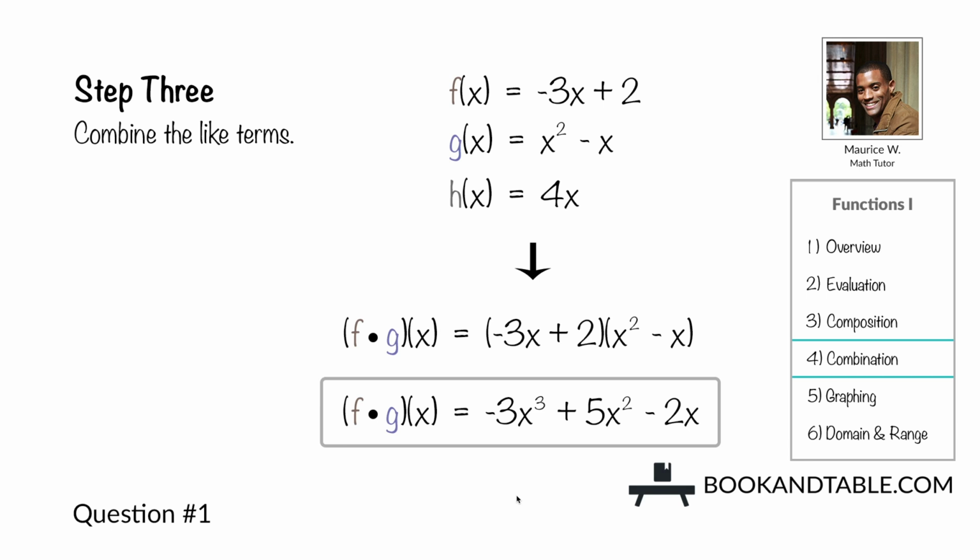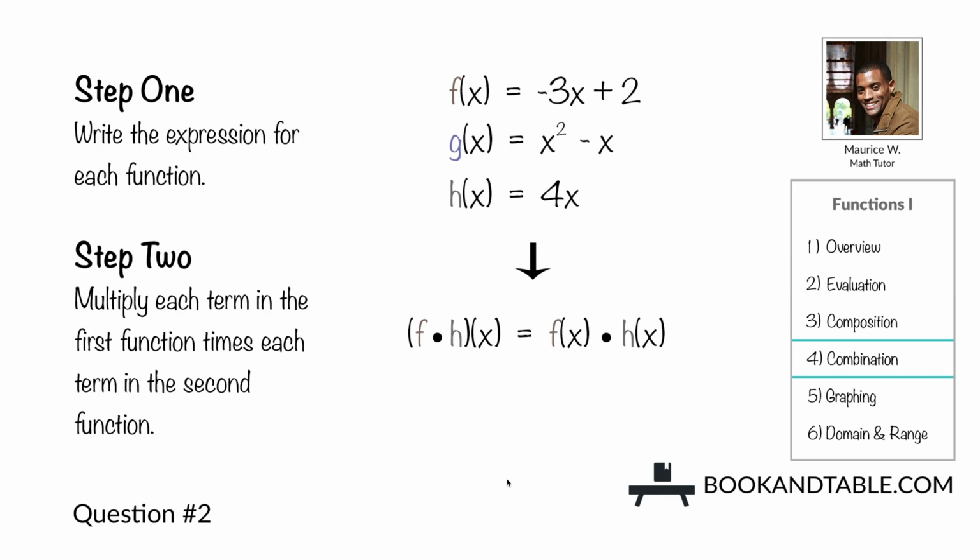Let's now have a look at question number 2. We were asked to evaluate f times h of x. So that'll be f of x times h of x. So we want to write the expression for the f function and the h function inside a pair of parentheses. And now step 2, multiply each term in the first function times each term in the second function.